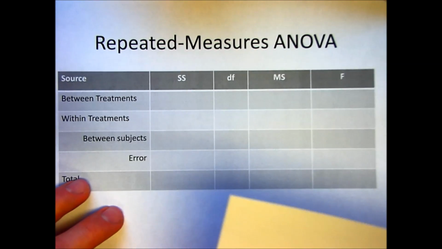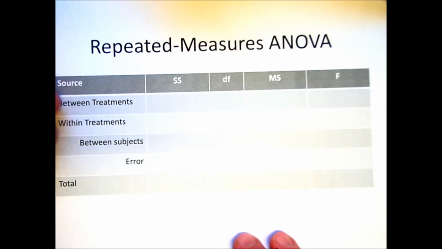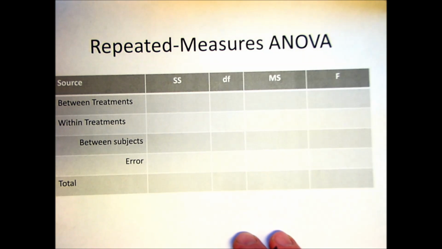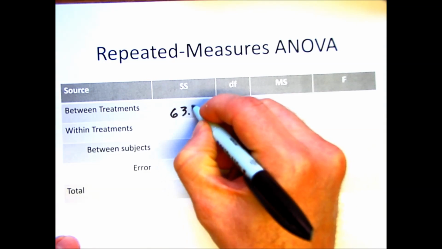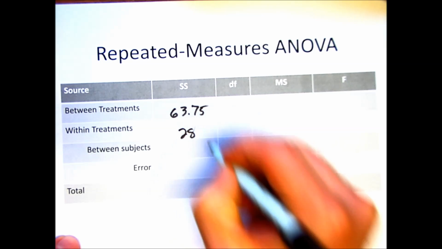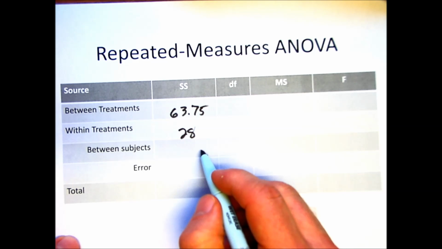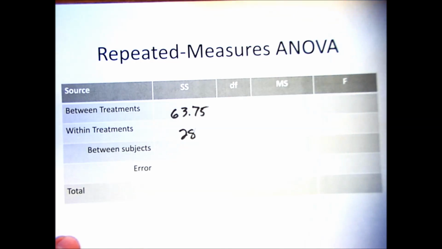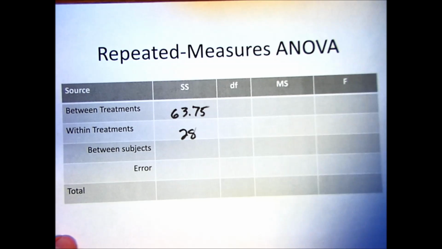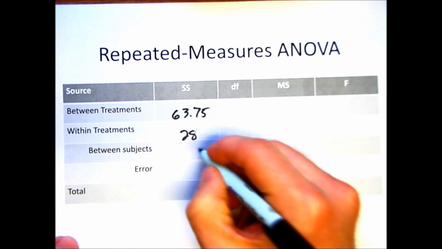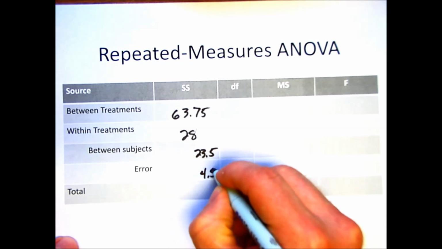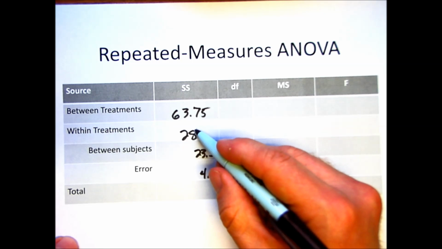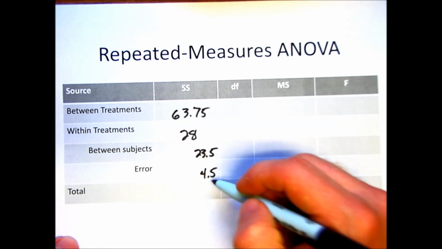Now if we put all of our information in our ANOVA summary table, notice this first part is the same as what we did before. So this was 63.75. This was 28. And then we're breaking this down into its two components, the between subjects component and the error. So 23.5 we had here, and 4.5. Notice these two add up to be 28. We're just breaking this 28 down into those pieces.